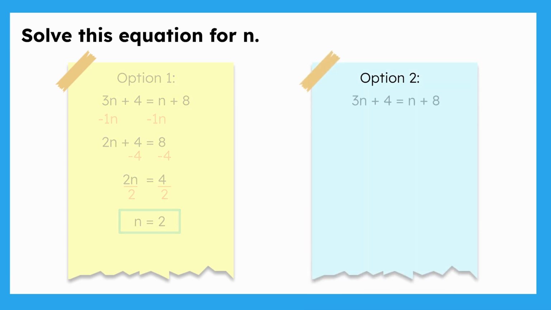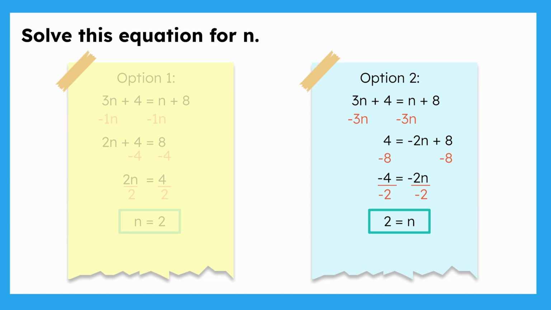On the other hand, you may have chosen to cancel 3n on the left, which means you would subtract 3n from both sides, leaving you with 4 equals negative 2n plus 8. Then, to solve for n from here, we'll subtract 8 from both sides, leaving us with negative 4 is equal to negative 2n. Divide by negative 2 on both sides, and that gives us the same answer of 2 equals n. Pause the video here to correct any errors.